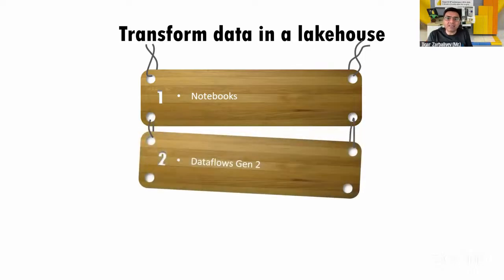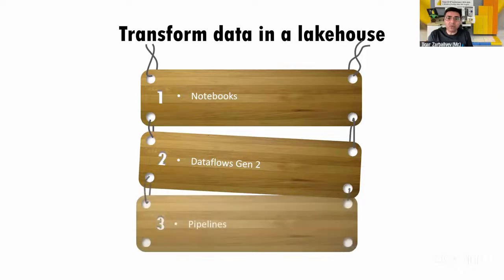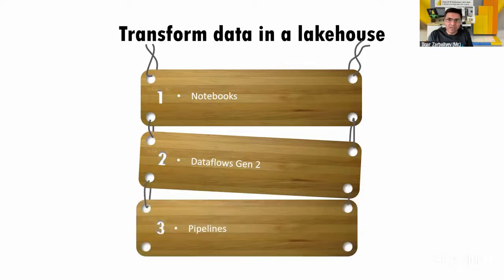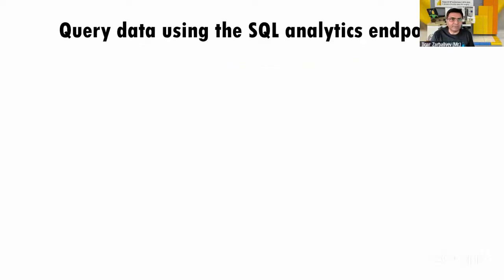The second one is Dataflow Gen 2. This is great for Power BI and Excel users using the familiar Power Query interface. And the third one is pipelines. This provides a visual way to orchestrate ETL with multiple activities running in sequence or in parallel. And these tools let you build flexible, repeatable transformation workflows that prepare your lakehouse data for analytics and AI.